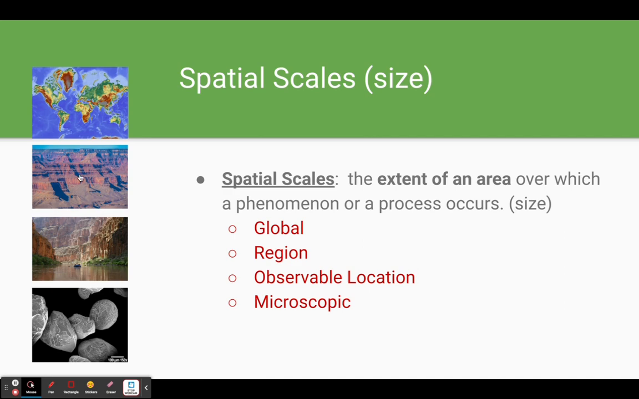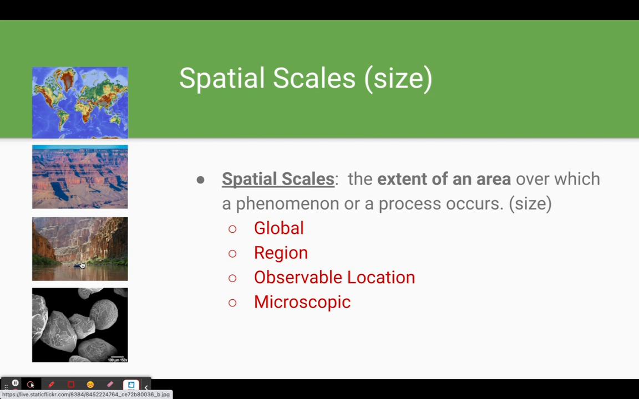So this is the region of the Grand Canyon. It's too large and too vast to see, so these are called regional scales. You can also have an observable location. An observable location is going to be what's directly in front of you, whether it's this group that's here. I believe they are rafting in the river of one of the Grand Canyons.